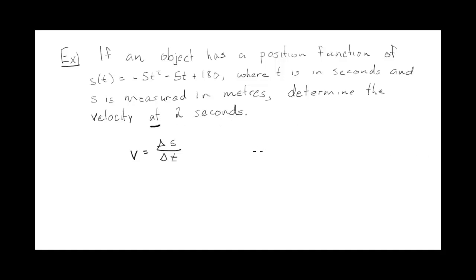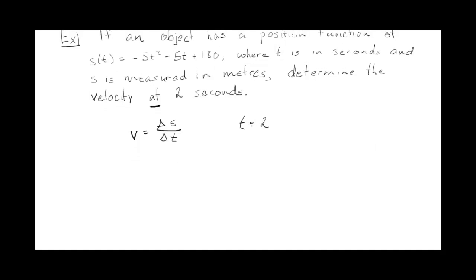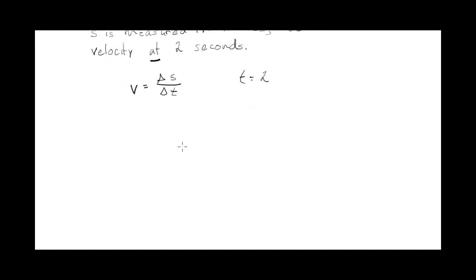So here we want the velocity at t equals 2. So not over an interval, but at a specific time. So when you're looking for an instantaneous velocity, you're looking for the slope of the tangent, which we're going to have to find using that limit definition we developed in the previous lesson for the slope of a tangent.